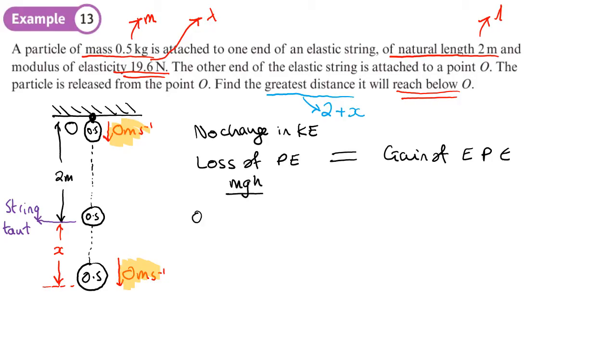So to work out the loss in potential energy, mgh, that will be 0.5 times g times h. Now what height has been lost? 2 plus x. And the potential energy that's been gained, so lambda x squared over 2L, will be 19.6 x squared, which is the extension, over 2L, so 2 times 2. Right, so let's make those equal to each other.